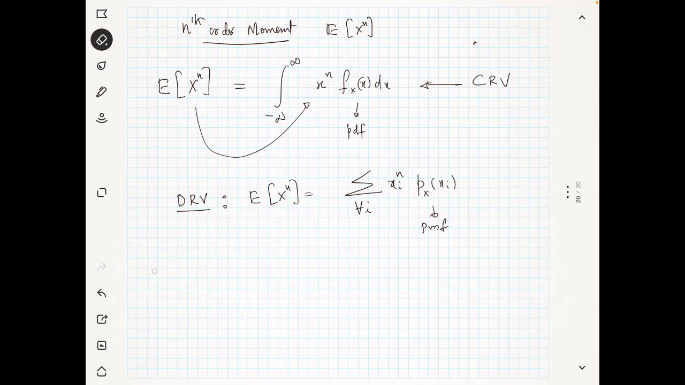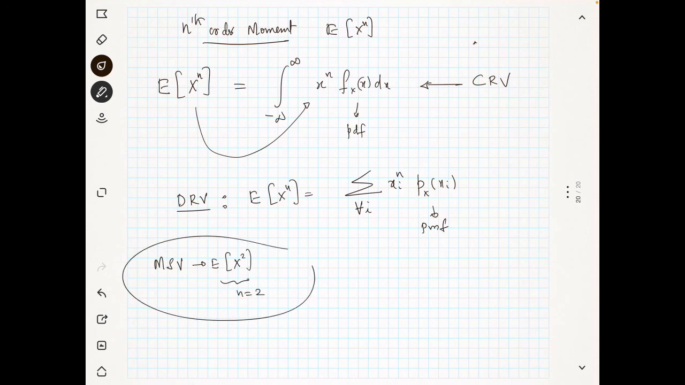Now what will be our mean square value? Mean square value is nothing but expected value of x square. That means in this case n equals 2. So if n equals 2, then the moment is called the mean square value. This moment is nothing but the mean square value.